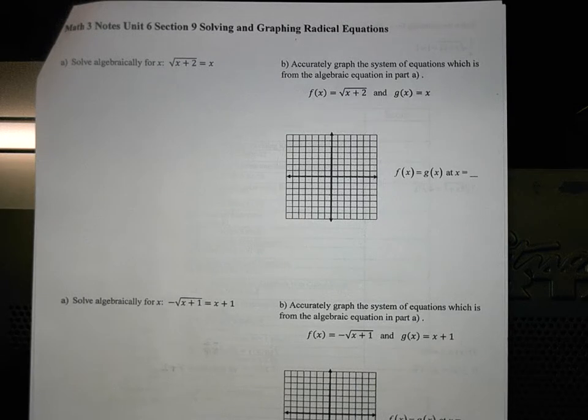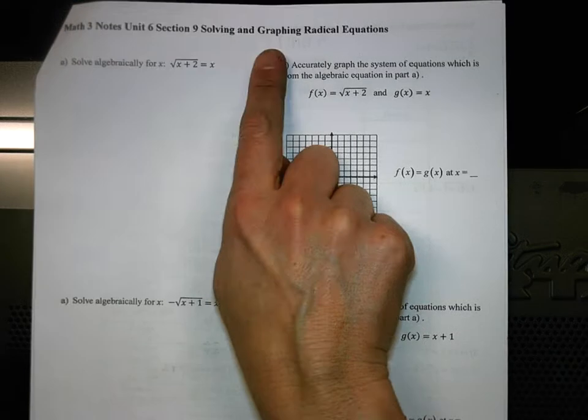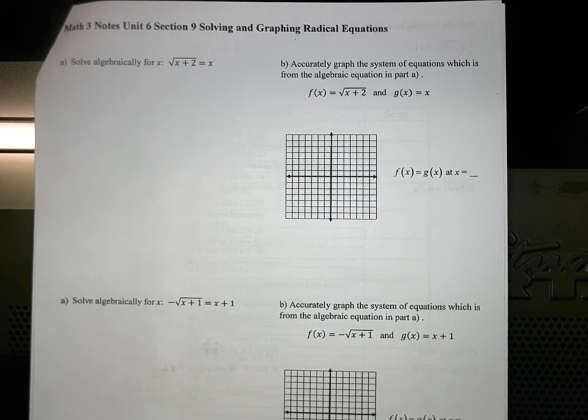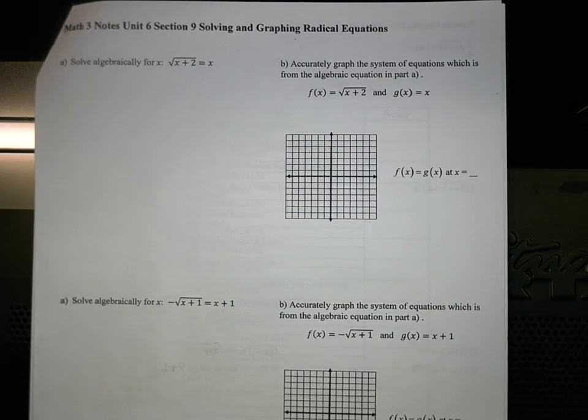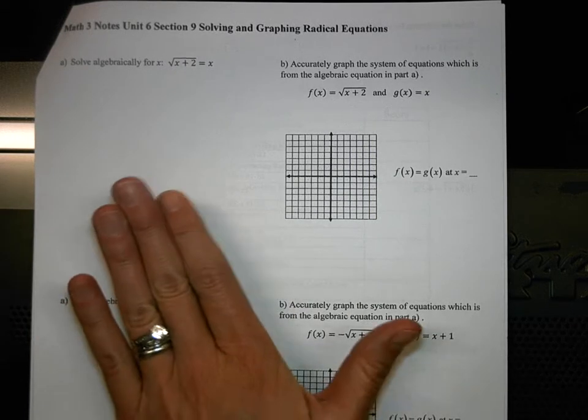Math 3, Unit 6, Section 9. Today we are talking about solving and graphing radical equations. So we want to see how both work. Okay, we've been doing both through this unit, so you should be able to do this.